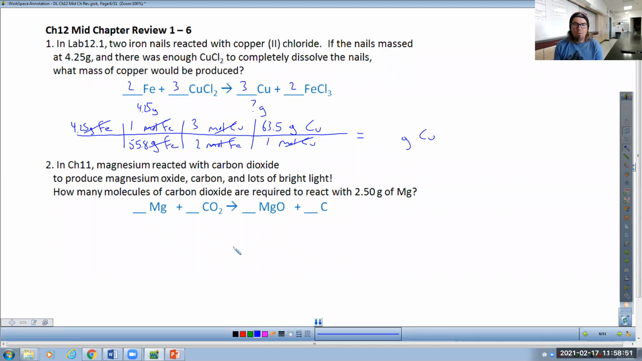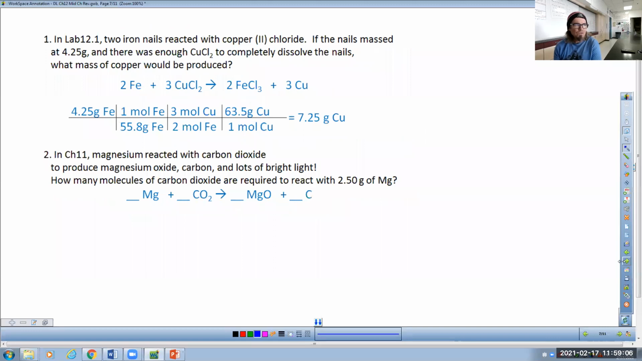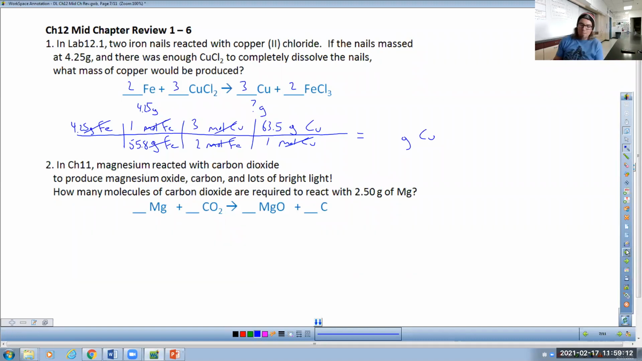And now it's just a math problem. Multiply, multiply, multiply, divide, divide, as you write that in your calculator. Top three numbers times, bottom two numbers divide. You should get 7.25. Now, let's do this right. I'm going to try it myself. 4.25 times 3 times 63.5 divided by 55.8 and divided by 2 comes out to be 7.2547.